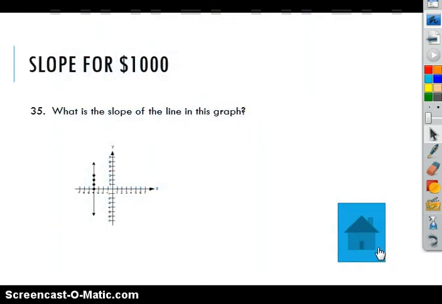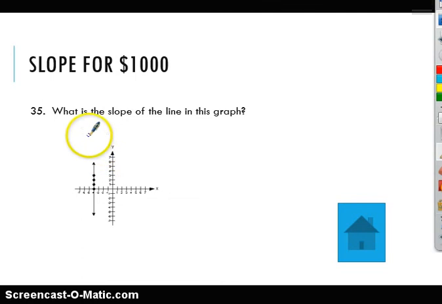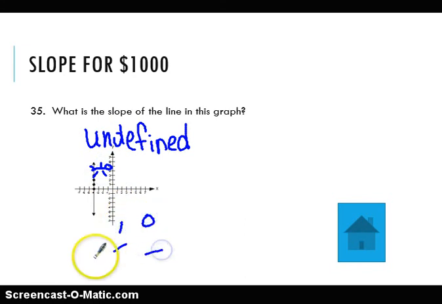Yay, the last one, slope for 1,000. I'm hoping you can glance at that and know that this is undefined. Draw yourself a little picture of Joe. Joe can't stand on this kind of cliff. Joe falls off the cliff. Joe is in pieces because he fell off the cliff. He is no longer defined as Joe. This is an undefined slope.